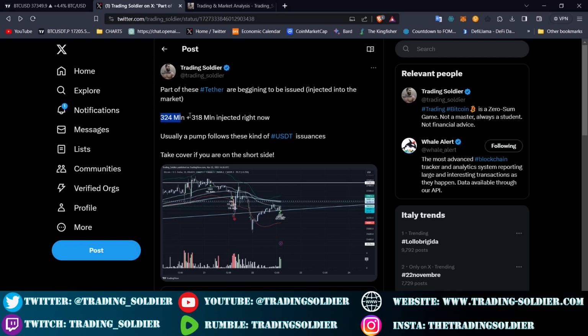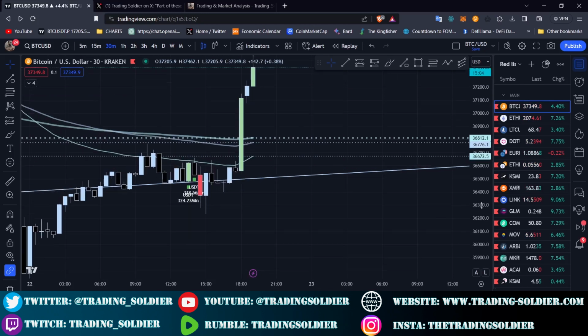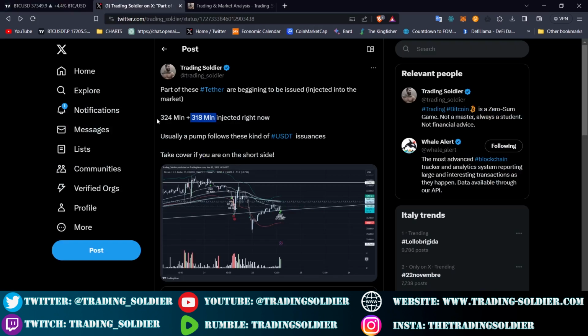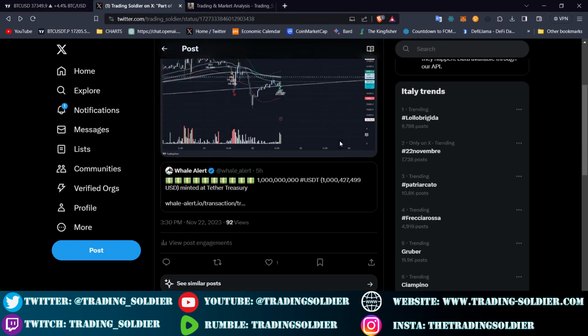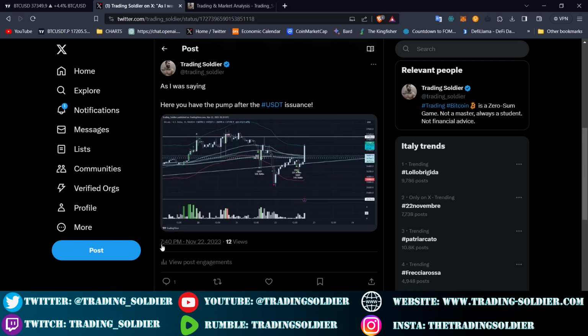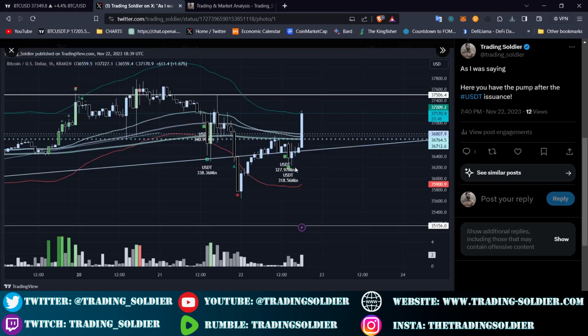These millions of USDT are being injected right now because the indicator was telling me so. You see these two injections of 324 and 318 million USDT, as I tweeted. Usually a pump follows this kind of USDT issuance. Take care if you are on the short side. And after this, as you can see in the last tweet at 7:40 p.m., about 4 hours after, the market pumped. We can see that after the signals, the market pumped.